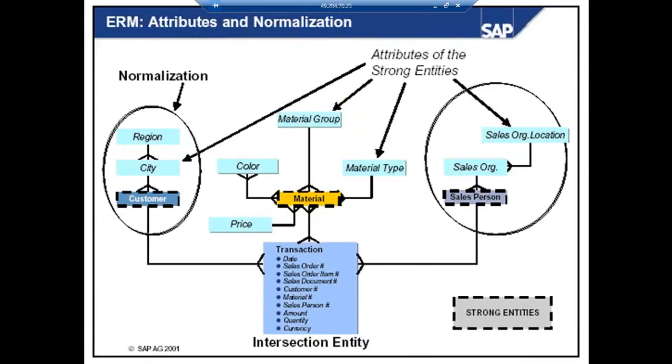And more importantly, the attributes of the intersection entity. Intersection is nothing but your sales order. What are the attributes we have? All of them need to be shown, like order date, order number, document numbers, then your customer ID, salesperson ID, then your material ID, how much quantity. These are important: quantity, amount, prices, and all that.